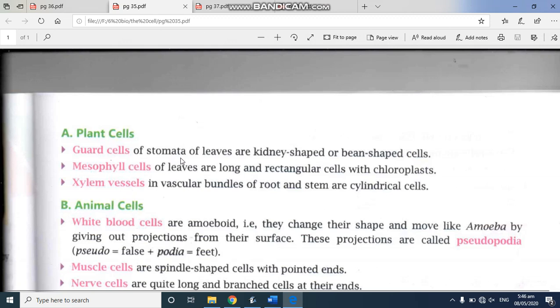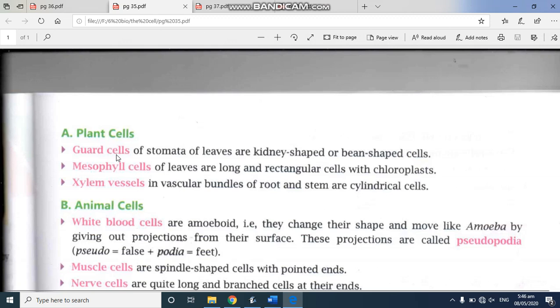Guard cells of stomata of leaves are kidney shaped or bean shaped cells. So these are the cells which are present on the leaves. And what is the function? You know that plant needs carbon dioxide for photosynthesis, for making food. That carbon dioxide enters through guard cells. And then the plant also loses water.